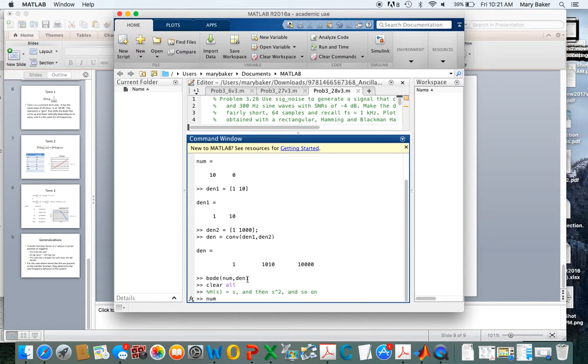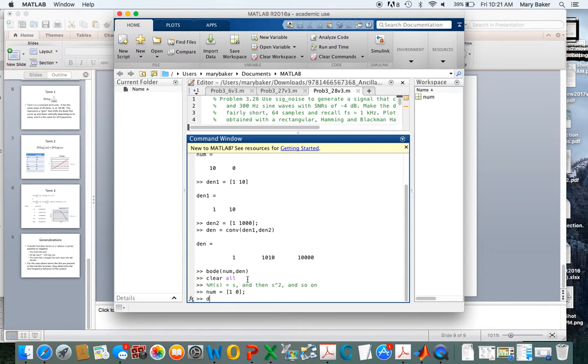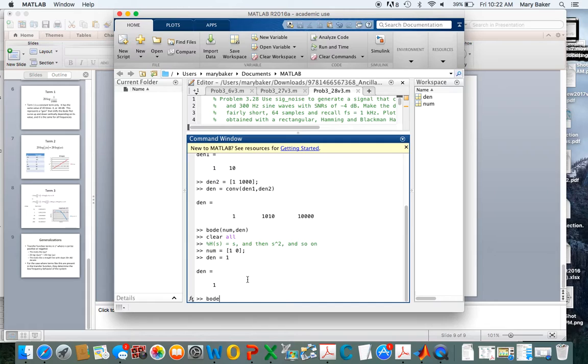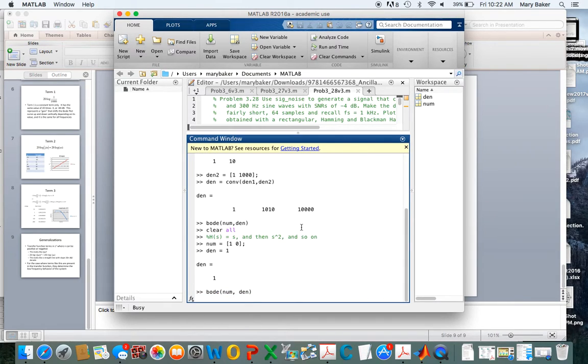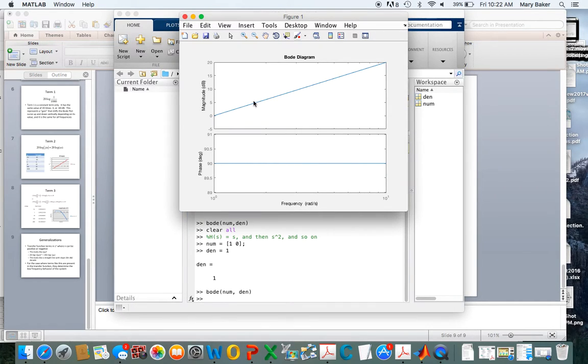So let's say the numerator is s. Then I enter that into MATLAB as 1 space 0. So that would be s plus 0. And my denominator will just make 1. And then let's do a Bode plot of numerator, denominator. And we'll wait for it. My computer's moving very slowly here. Okay, so here you see that basically you just have a linearly positive slope.